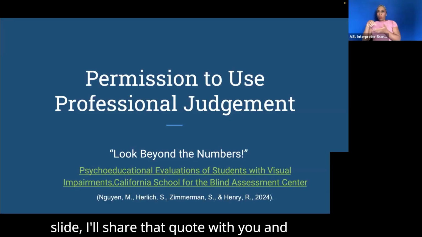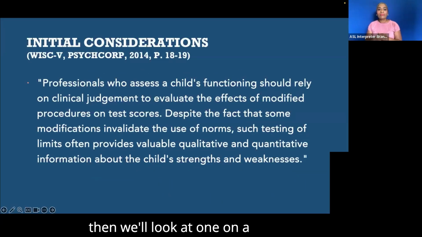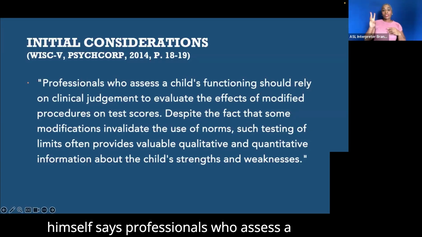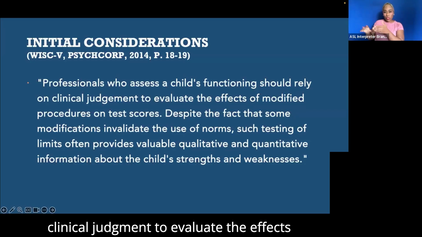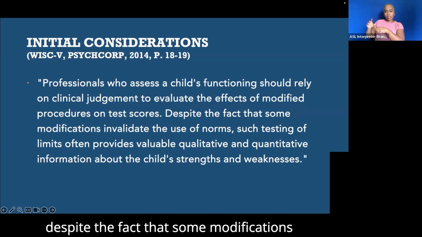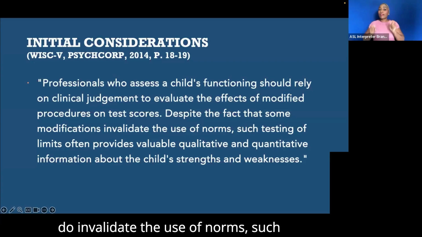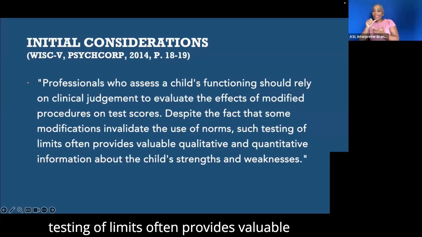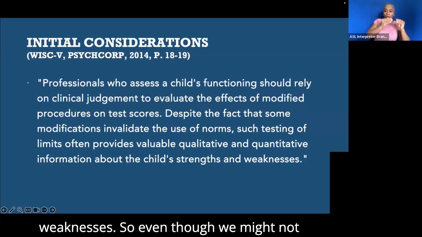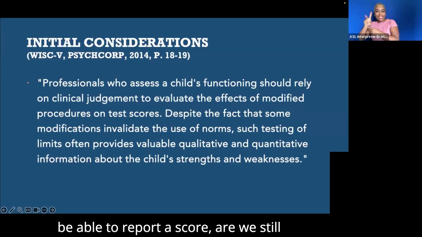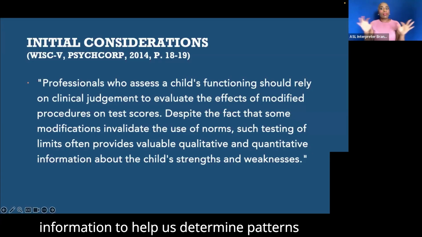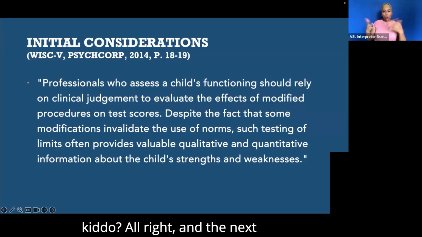So if we'll switch to the next slide, I'll share that quote with you, and then we'll look at one on a document related to the WJ. But Wechsler himself says professionals who assess a child's functioning should rely on clinical judgment to evaluate the effects of modified procedures on test scores, despite the fact that some modifications do invalidate the use of norms. Such testing of limits often provides valuable qualitative and quantitative information about the child's strengths and weaknesses. So even though we might not be able to report a score, are we still going to be able to get valuable information to help us determine patterns of strengths and weaknesses in this kiddo?